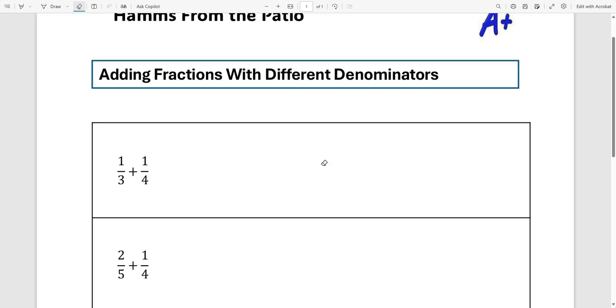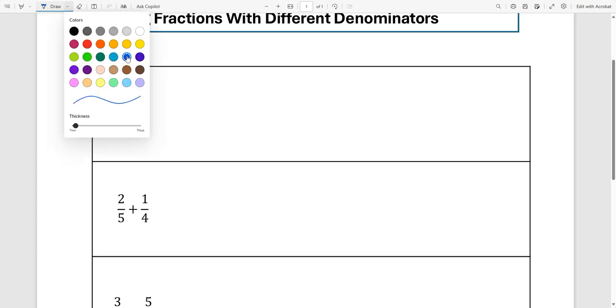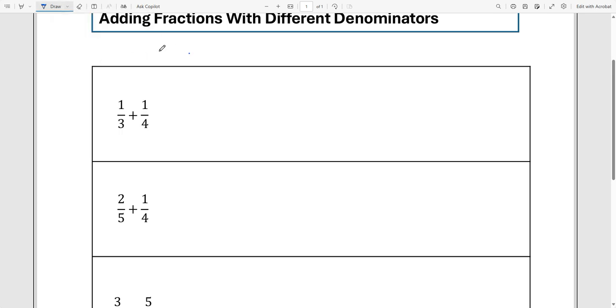When we're adding fractions with different denominators, we want to find the least common multiple of the denominators. In other words, we want to find the smallest number that both of our denominators will divide into. And then we'll solve it through the process, and let's show you how to do it.